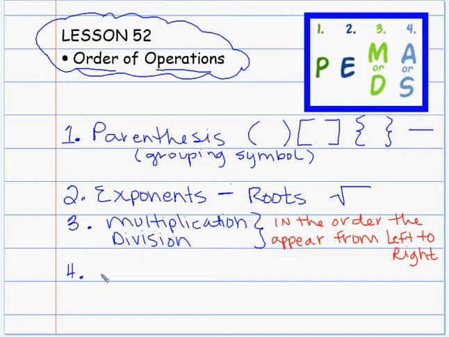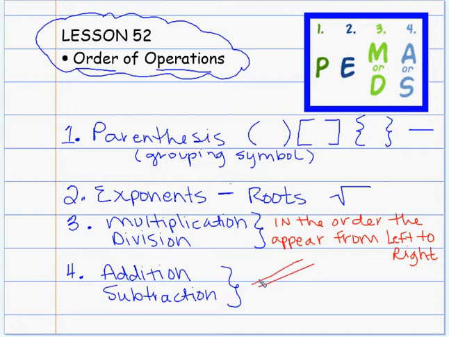The last steps that you will do will be addition. Oh, I have to spell that right for you. A-D-D-I-T. I got ahead of myself there. Addition and subtraction. And again, those are going to follow the same rule as multiplication and division, in the order they appear from left to right. Okay, so make sure that that is either written down here, that you understand that those follow that same rule.